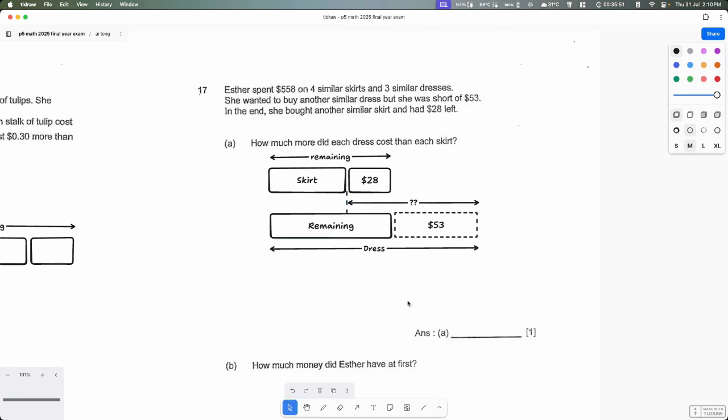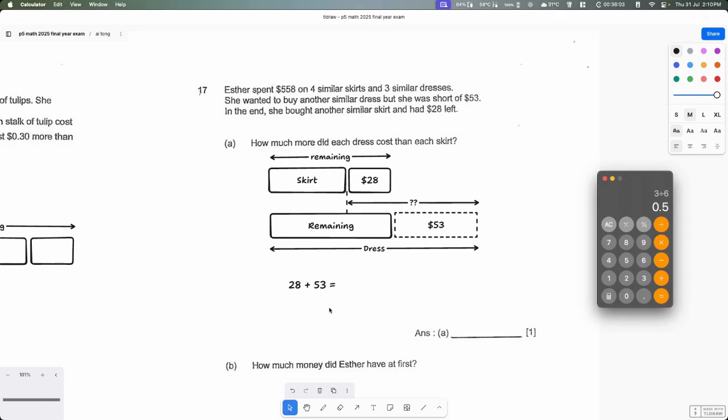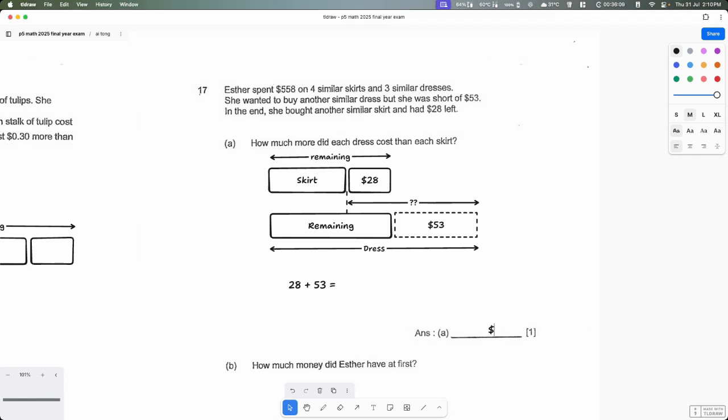Basically it's just 28 plus 53, and then let's use the calculator. This should be 81. So 28 plus 53 will be $81. That's about it.